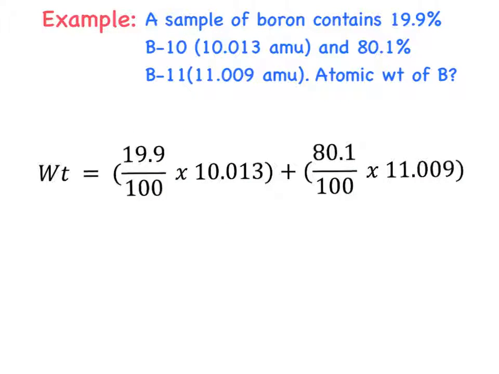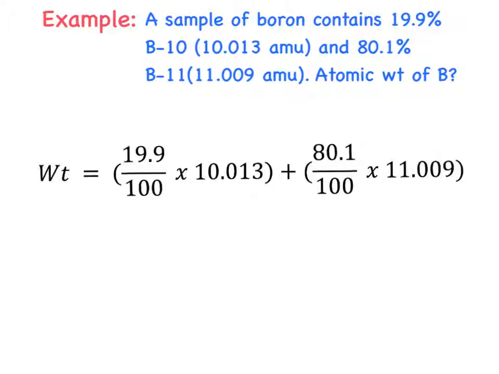Now, here's an example of what you might be given. They've done a study on boron, and they said that 19.9% was boron-10 and had the atomic mass of that. Notice it's not a whole number. While 80% is boron-11. So we would think that the atomic weight, or the RAM, of boron is going to be closer to 11 than 10. Agreed?